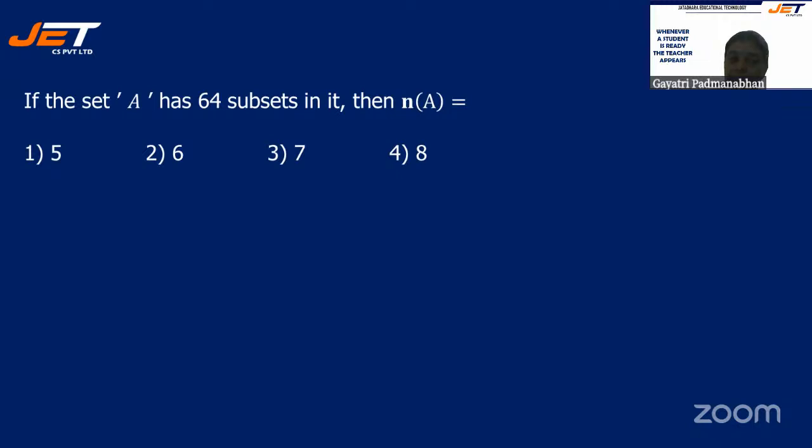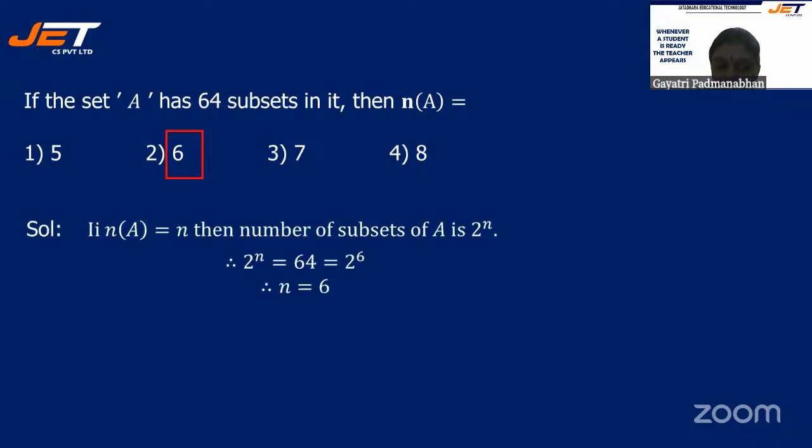If the set A has 64 subsets in it, then n of A is dash. Okay. If the set A has 64 subsets in it, so then what is n of A? It is 6, because if n of A is equal to n, then the number of subsets of A is 2 power n. So 2 power n is 64, which means 2 power 6 is 64, which means n is equal to 6.